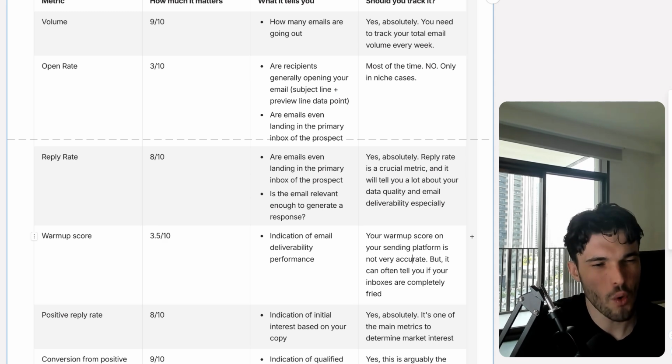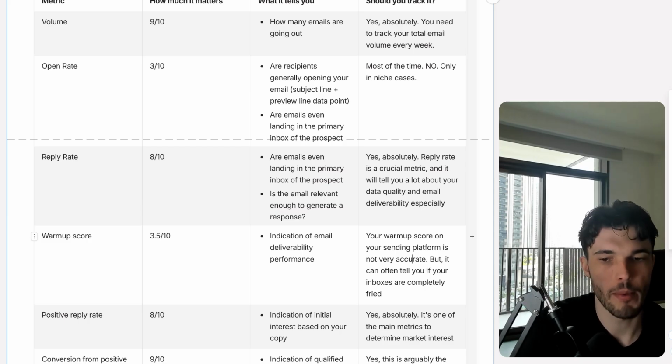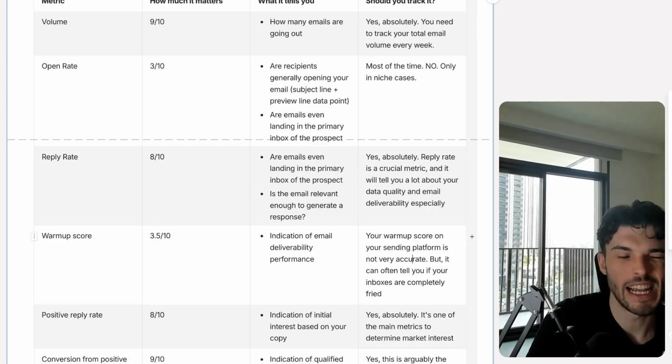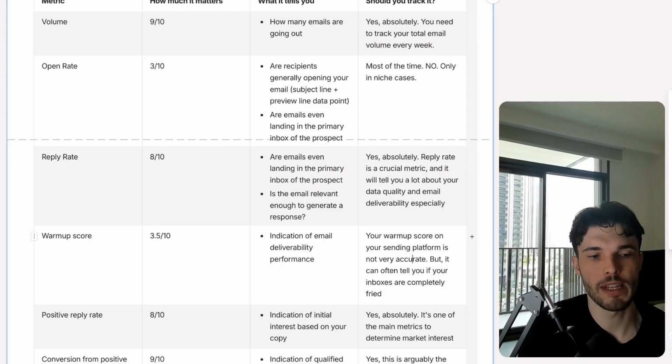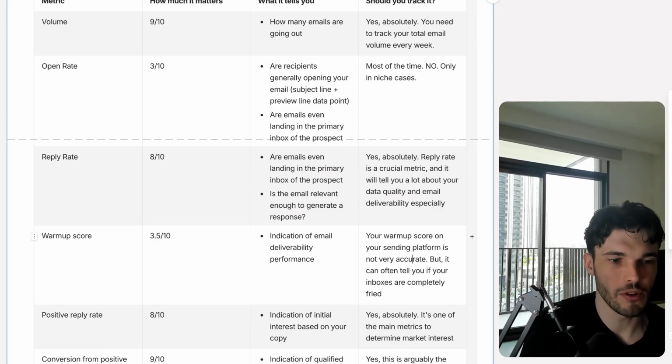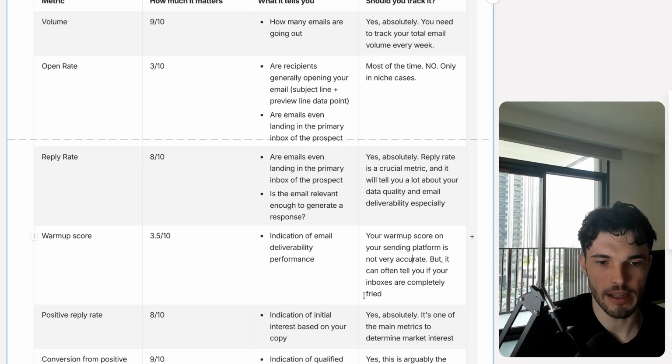But because it's these low quality emails inside of this warm-up pool, you landing in their primary inbox doesn't really matter, right? So a lot of people tend to look way too much into the warm-up score and say, oh, but our warm-up score is like 98%, but we're not getting any replies, right? It's like, well, you don't want to look at the warm-up score in a case like that.